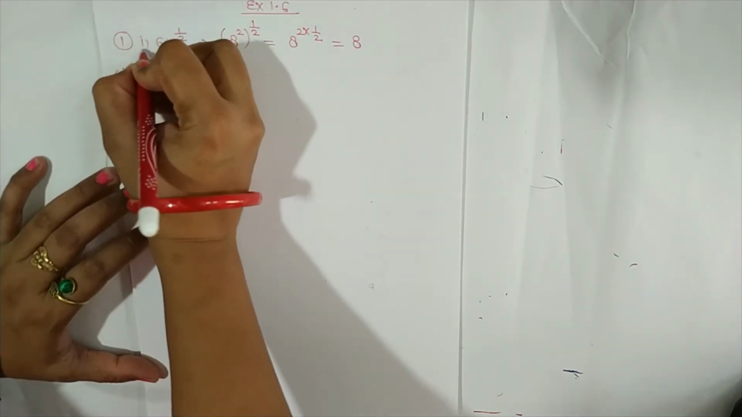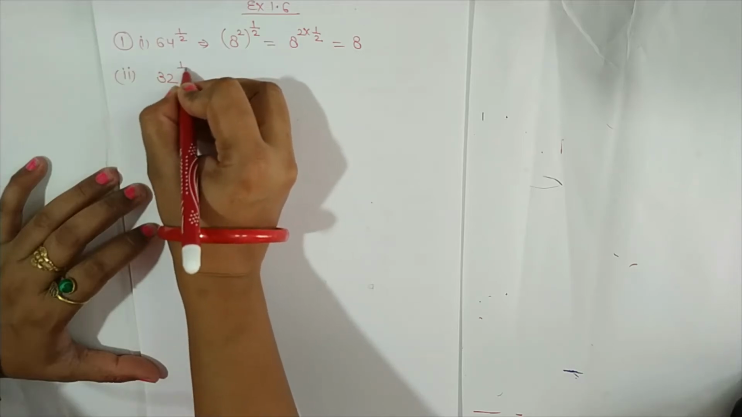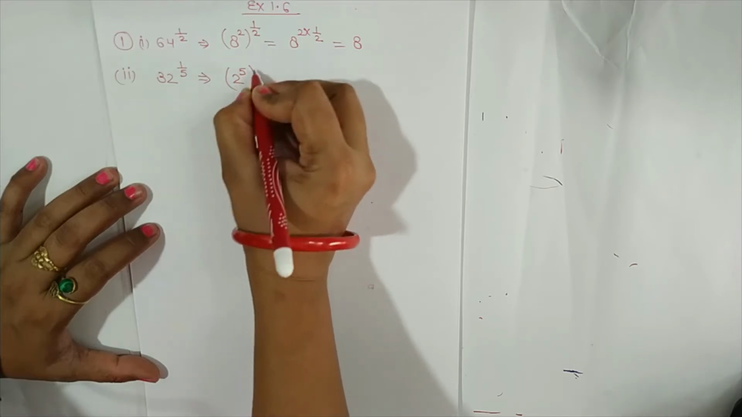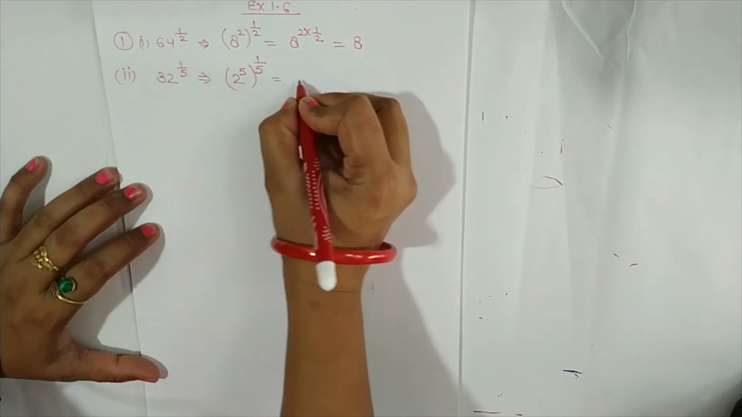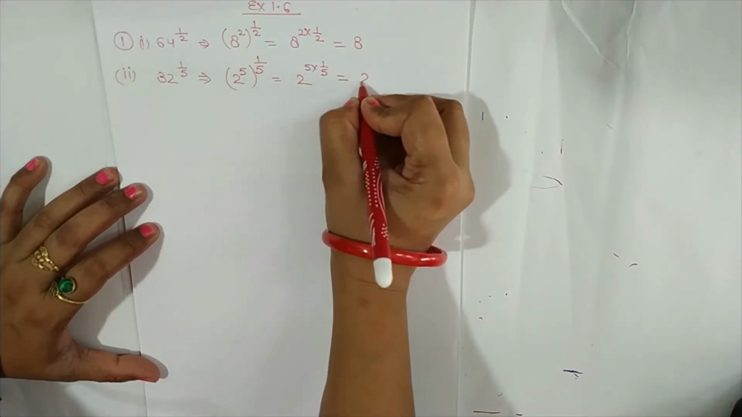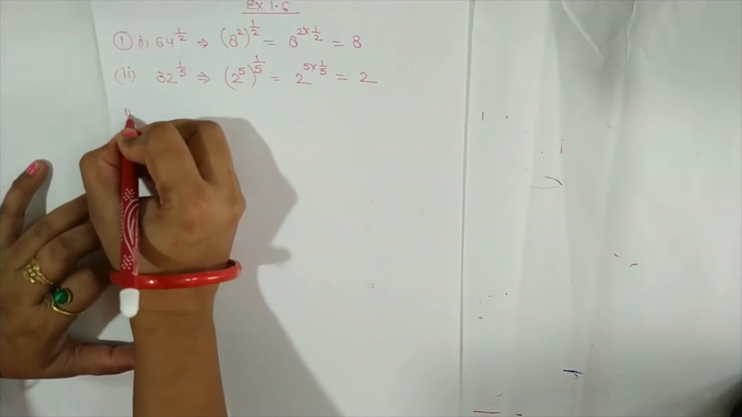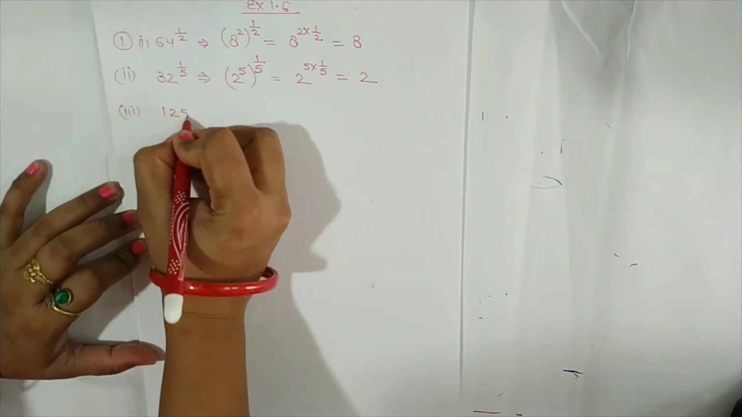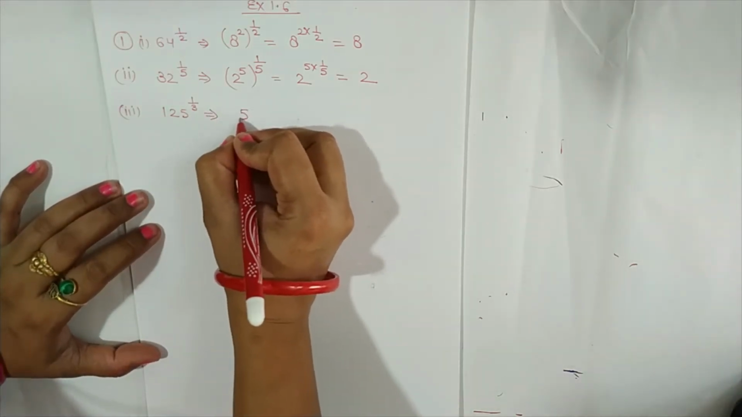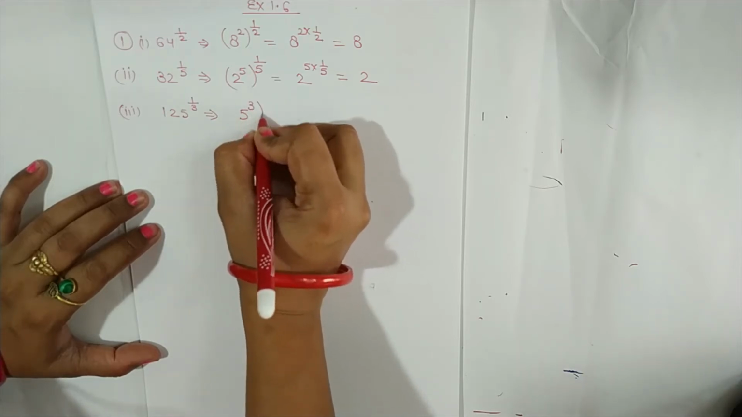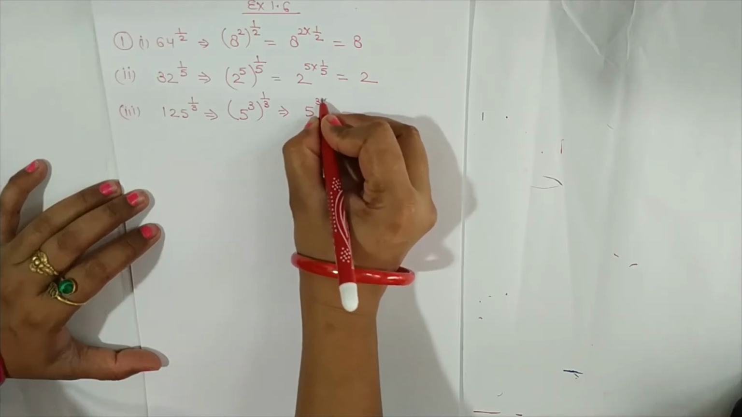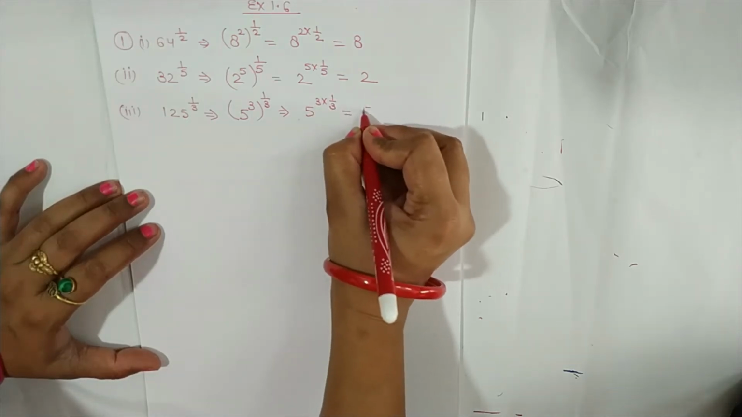Now the second part is 32 to the power 1 upon 5. We know that 2 to the power 5 is equal to 32. The whole power is 1 by 5. So it can be written as 2 to the power 5 into 1 upon 5. So the answer is 2. Now the third part, 125 to the power 1 upon 3. This can be written as 5 to the power 3, the whole power 1 upon 3. So it can be written as 5 to the power 3 into 1 upon 3, which is equal to 5.